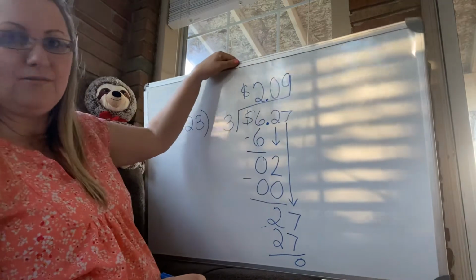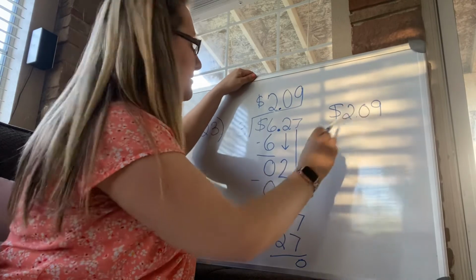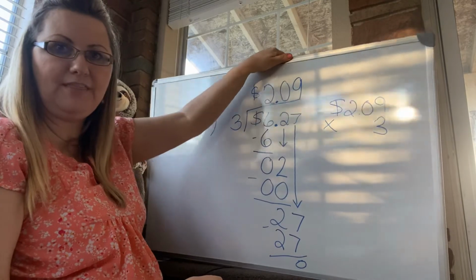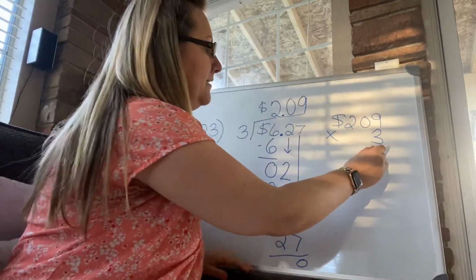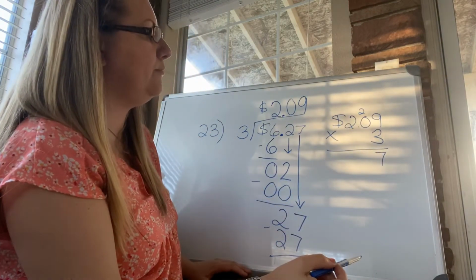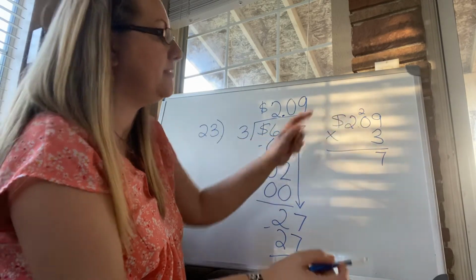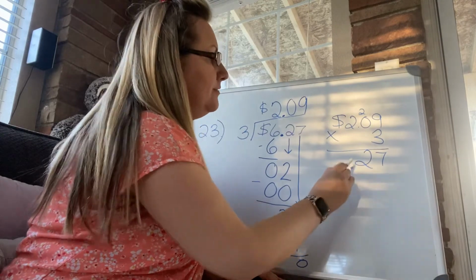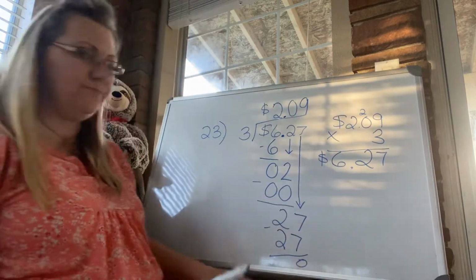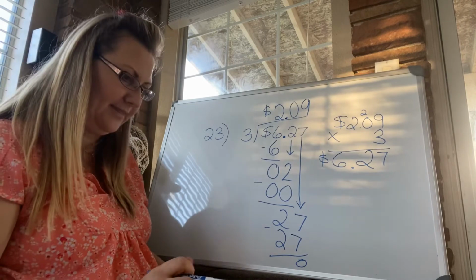Okay, now we can check our work if we want to. It didn't ask us to. $2.09 times 3 should give us $6.27 if we did everything correctly. So let's see. 9 times 3, we have 27. And we carry the 2, write down the 7. 0 times 3, or 3 times 0 is 0, plus 2. There's the 2. And then 3 times 2 is 6. And there you go. We've proven that we did this correctly because we have $6.27 here at the end.